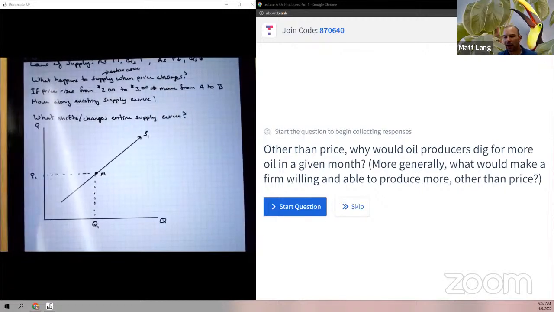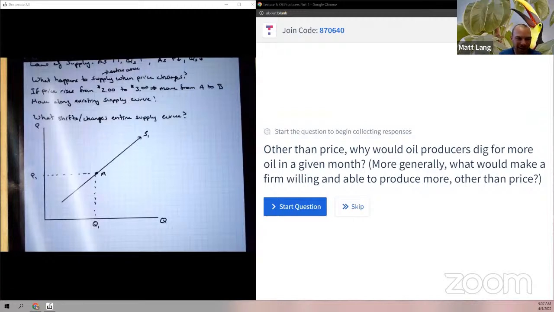All right. So price is influencing how much the firm is going to produce. But there's other things that will change how much firms are willing and able to produce, other than price. So think about drilling for oil. I think that's probably the easiest way to think about it. If you're drilling for oil and there's gasoline down there, you convert to gasoline, what's going to make you produce more gasoline in a given month? That's not the price. There's something other than price.